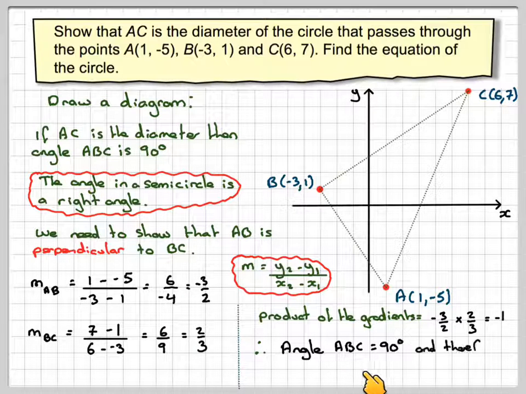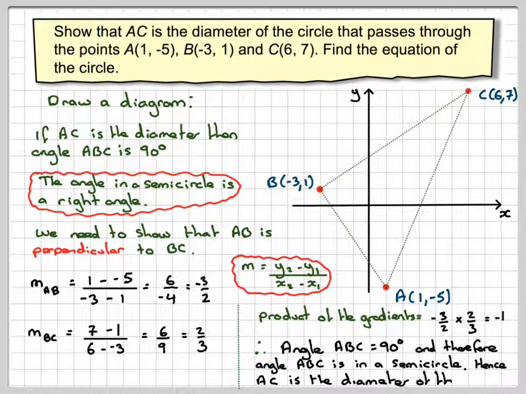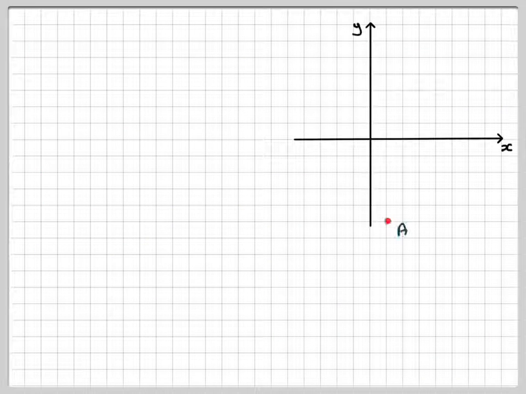Therefore, angle ABC is 90 degrees, and therefore angle ABC is in a semicircle. So this line here is the diameter of the circle. Hence, AC is the diameter of the circle. Now we've got to find the equation of the circle.